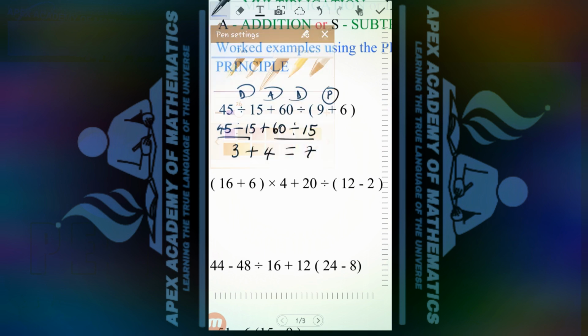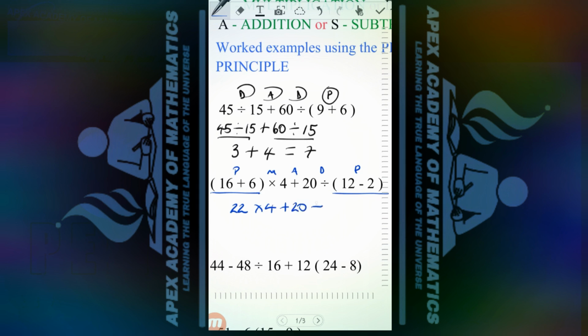All right, so the next example here, we have an operation in parentheses, we have multiplication, then we have addition, then we have division, then of course we have another parenthesis. So what we want to do is work the two parentheses first, and then rewrite the remaining operations. So 16 plus 6 will give us 22. We're going to write back our times 4 and our plus 20. We're going to write back our division sign, then we're going to work this part out. 12 minus 2 is 10. So we have done our parenthesis operations first.